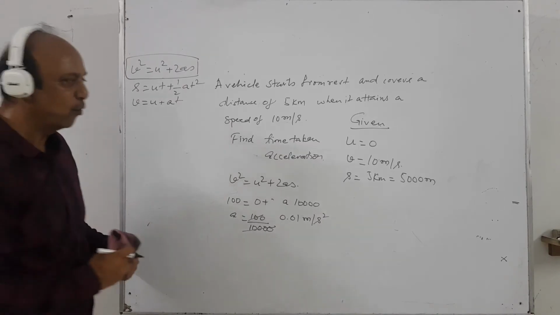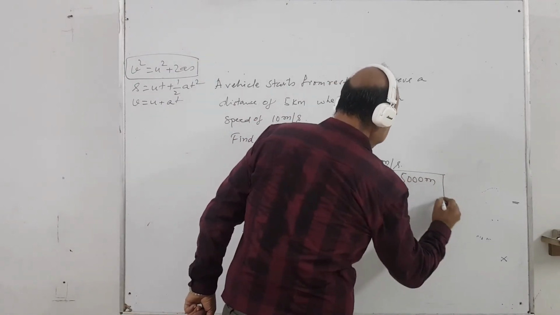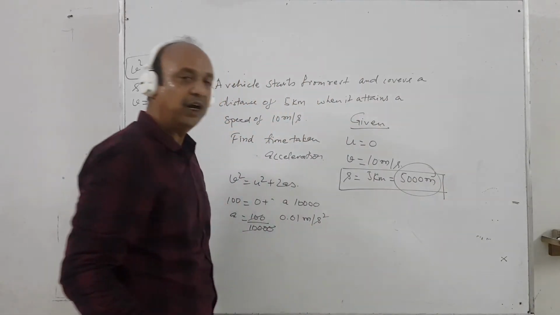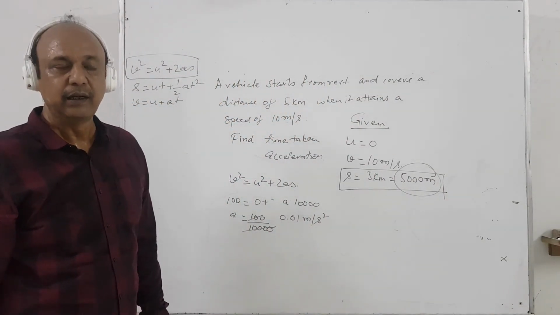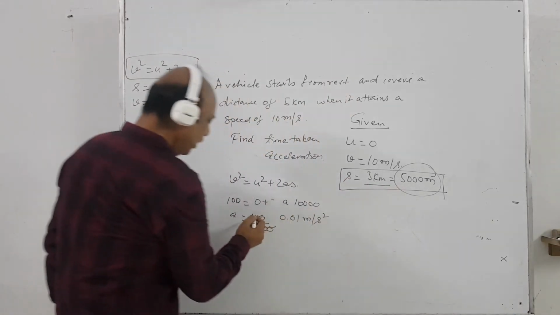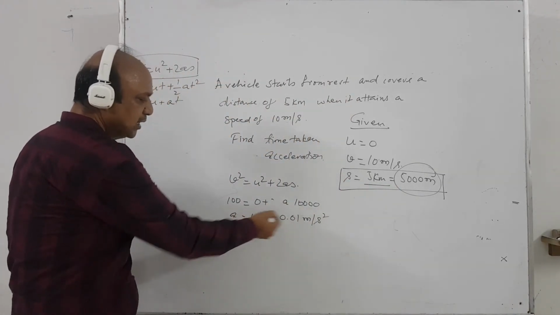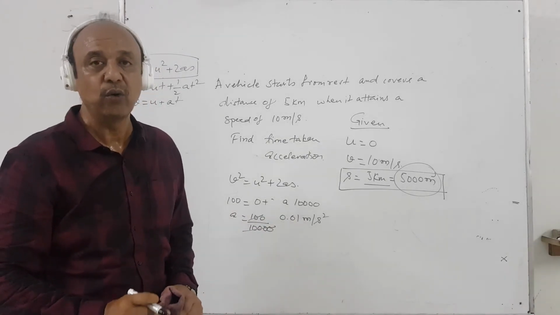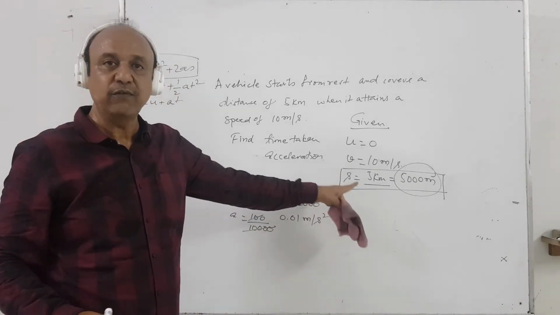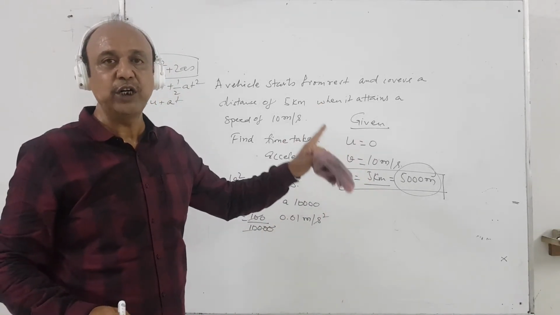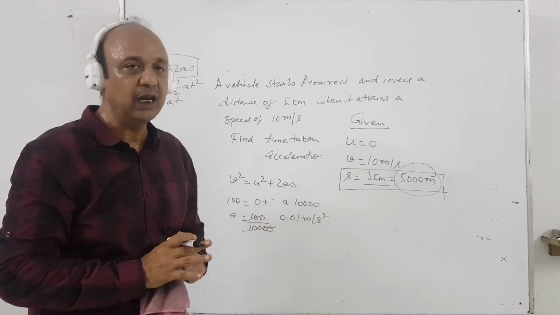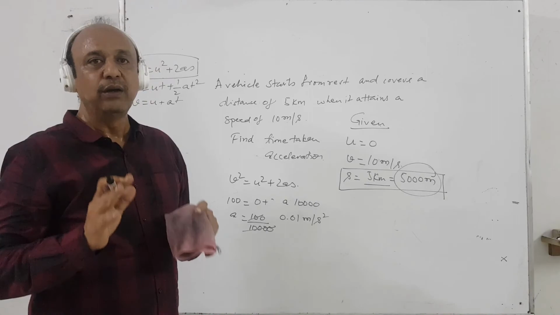Most important here was this step. Conversion of kilometer into meter was the most important thing. Generally the mistake done is we take 5, we write down 5 here, 10 and acceleration is 10 meters per second square. No. What is important is conversion of the units. All units should be on the same platform. No different units, mingling up of the units, no.